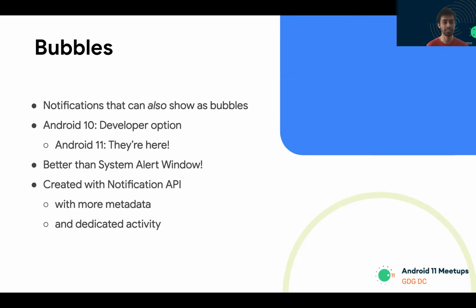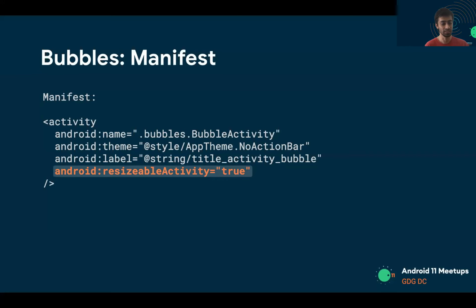As far as creating them, again, it's built on top of the notification API. So you'll see as we go into the example that it uses pretty standard construction data. Each bubble, what you saw in the previous screen, is technically an activity.